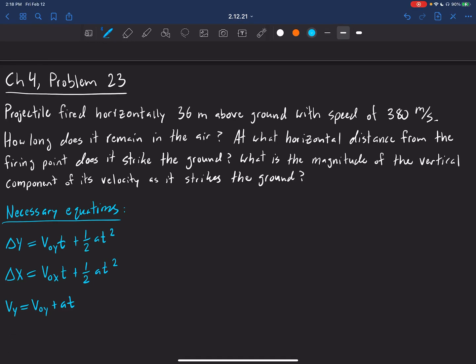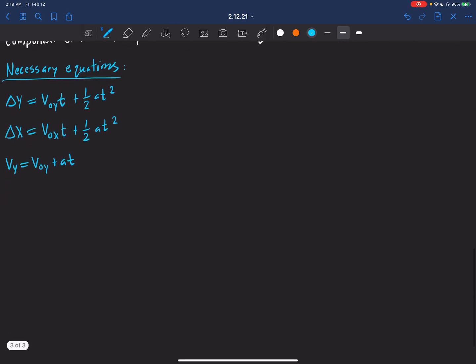All right, here is chapter 4, problem 23. So this one asks about a projectile that's fired horizontally at some height with some initial velocity. It wants us to find out how long the projectile remains in the air, what distance from the firing point it hits the ground, and also the magnitude of the vertical component of its velocity as it strikes the ground. So to start, I've written down some of the necessary equations that we're going to use.